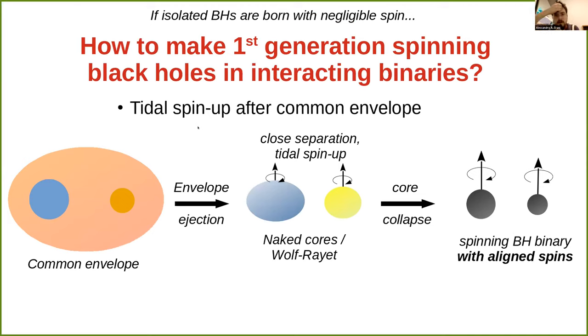So in astrophysics, how can we make spinning binary black holes? And with this, I mean first generation spinning binary black holes. One of the main mechanisms that has been proposed so far is tidal spin-up. Just like with the Moon and the Earth, there is a spin-orbit coupling due to tides in the stellar progenitors. This can happen if the black hole binary was originally born as a stellar binary and undergoes a phase called common envelope, in which the two cores of the stars get together on a very tight orbit, so the tidal forces are very strong. So both spins can get enhanced, the rotation of the cores increases. And finally, when these two cores collapse to black holes, some of the spin must be retained by the remnant. So in the end, we obtain spinning binary black holes.